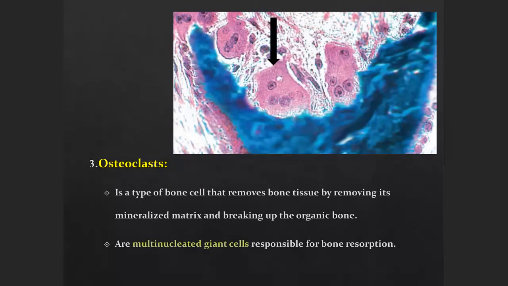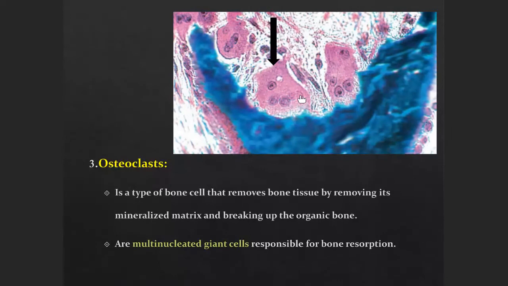Now comes your osteoclast. Osteoclasts are basically multinucleated. You remember osteoblast was mononucleated. In here it is multinucleated. How? See, this is one osteoclast. It has one nucleus, two nuclei, three, four, five. That is why it is called multinucleated.